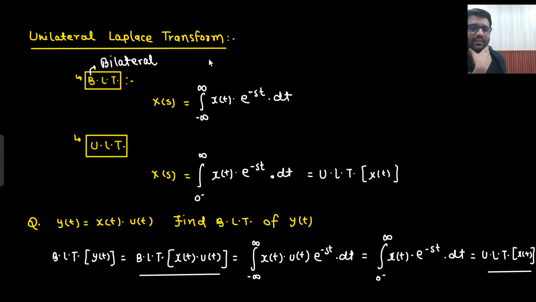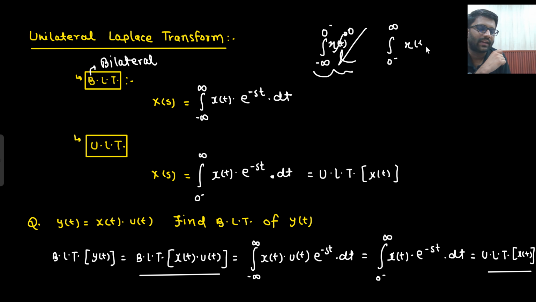Are you able to understand what I am saying? The bilateral Laplace transform of a causal signal will be equal to the unilateral Laplace transform of a causal signal, because causal signals are 0 for t less than 0. That means this limit going from minus infinity to infinity, I can break down as minus infinity to 0 minus, and then from 0 minus to infinity. The first part will give 0 only, because x of t is 0 in that part, and here you get x of t e to the power minus st dt, which is equivalent to the unilateral Laplace transform only. But you don't need to remember it in this manner.